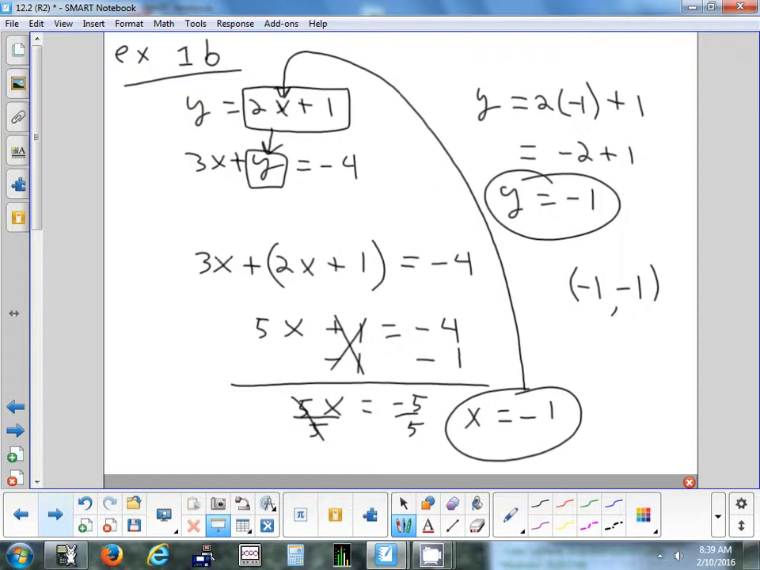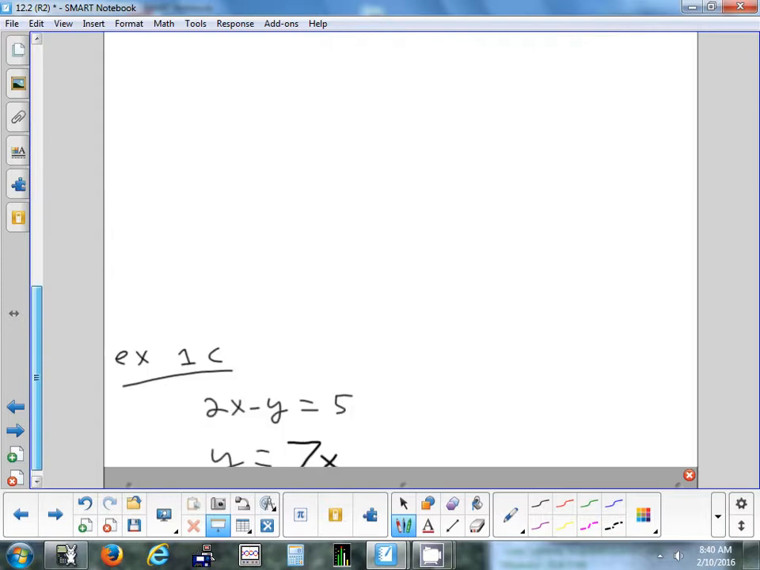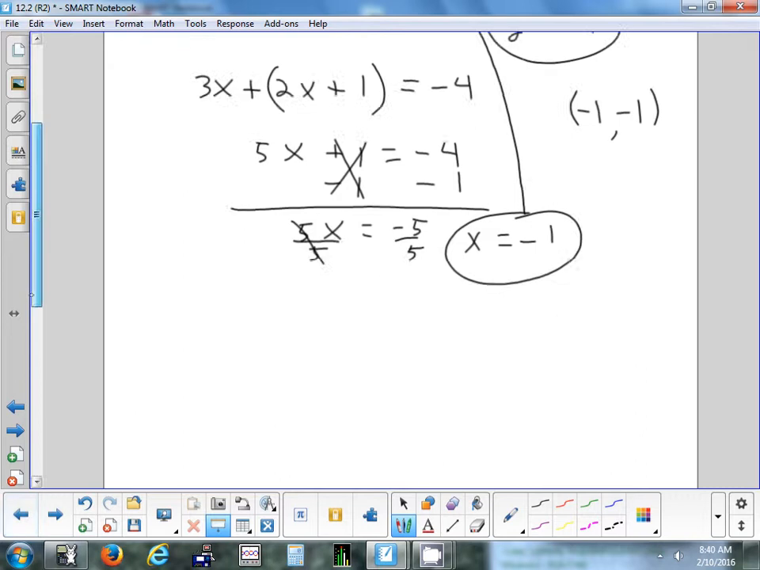Okay. Let's see, do we have a 1C? You guys want to do another one like this? Because I think we have 2 more that are a little different, one where you have to get the letter by itself. Okay, all right, we'll try one more like this.